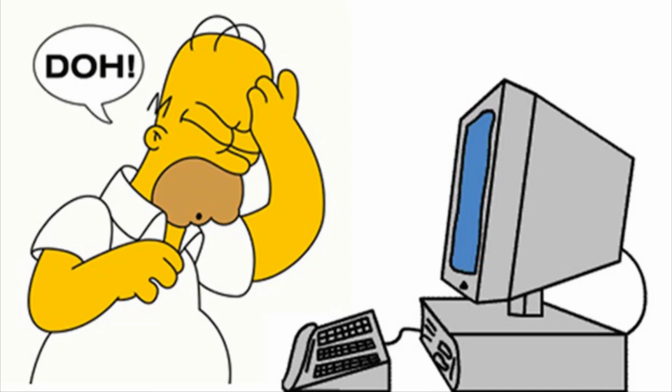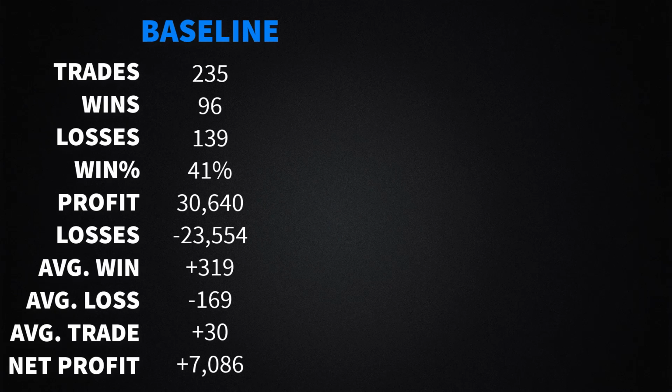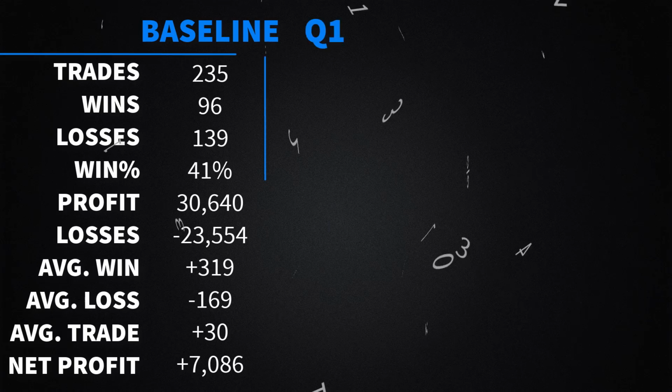Not that those pips matter, but it's important to have that because this is the baseline test. This is what you're comparing everything off of. So in front of you is the chart of the baseline test. You should be looking at trades, wins, losses, win percentage, profit, average win, average loss, average trade, average profit. Again, these aren't necessarily all important numbers, but I'm trying to make these videos as simple as possible for the newer type of trader. We'll do the complicated stuff on the platform later.